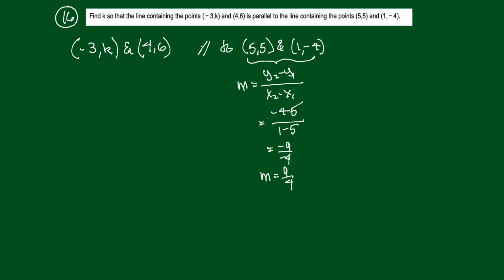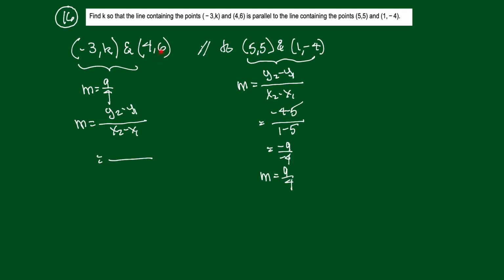Now I want the slope of this line here. Okay, I would like this slope to be 9/4, right? Because I want the lines to be parallel. So I need this slope to be 9/4. Now here's the slope formula. y2 minus y1 over x2 minus x1. So second y minus first y.